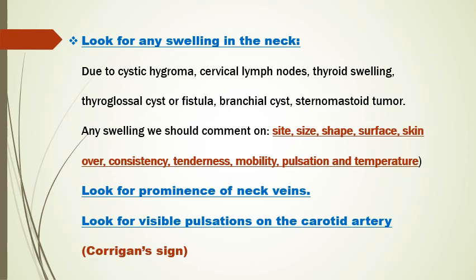Then look for prominence of the neck veins. And lastly, look for visible pulsation of the carotid artery, which is called the Corrigan sign. Now, at the end of the lecture, thank you.